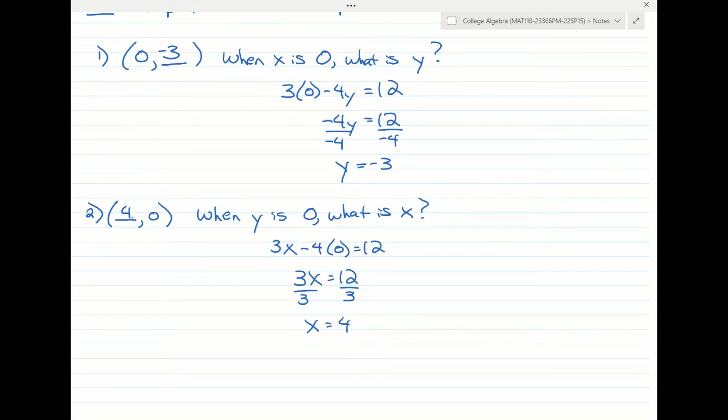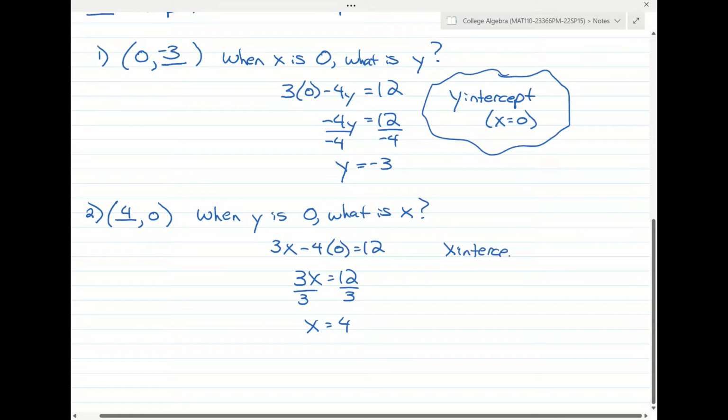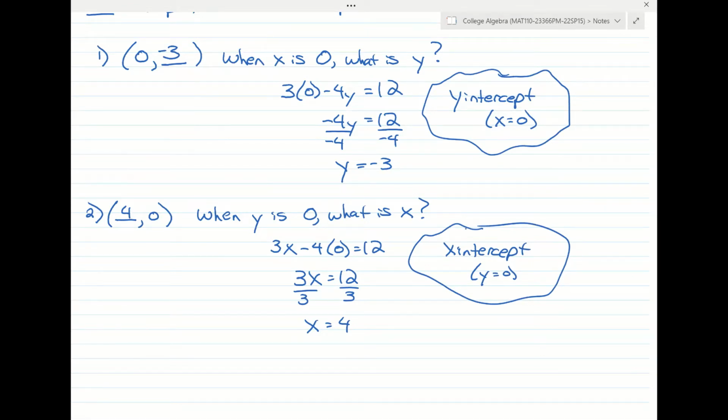We'll talk about this a little bit later, but when x is 0, this is called a y-intercept. Y-intercept just means what do you get when x is equal to 0? When y is 0, this is an x-intercept. If you notice, they're opposites. So if you want to get the y-intercept, you put 0 in for x. If you want to get the x-intercept, you put 0 in for y.